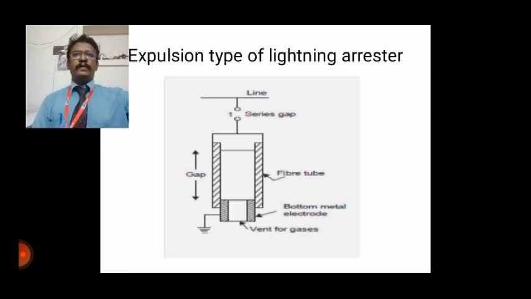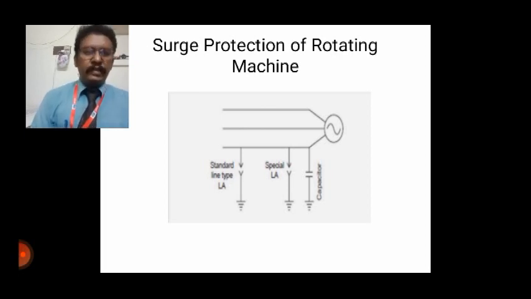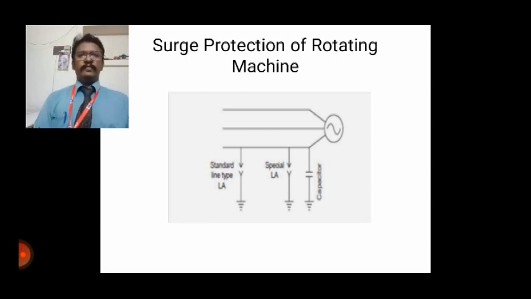Next, we are going to see about surge protection for rotating machines. So it is applicable for rotating machines. Even simply we can use it for arresting that particular low voltage. Normally, a rotating machine is less exposed to lightning surges as compared to the transformer, because the transformer is exposed to the atmosphere.